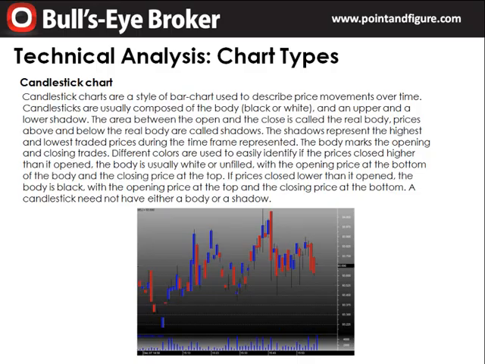Candlestick charts. Candlestick charts are essentially another style of bar chart that are used to describe price movements over time. Candlestick charts have become very popular because of the ease of identifying if prices closed higher or lower, which can make it easier for the trader to, at a glance, determine if prices are getting better or getting worse. What also makes a candlestick much different than a bar chart is that the candlestick is composed of a body that's either black or white and a lower and upper shadow. The area between the open and close is called the real body, and the prices above and below the real body are called shadows.